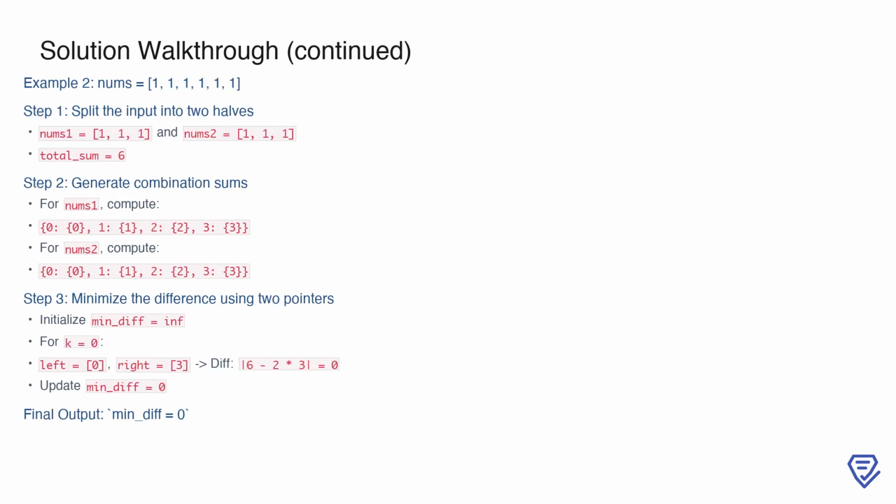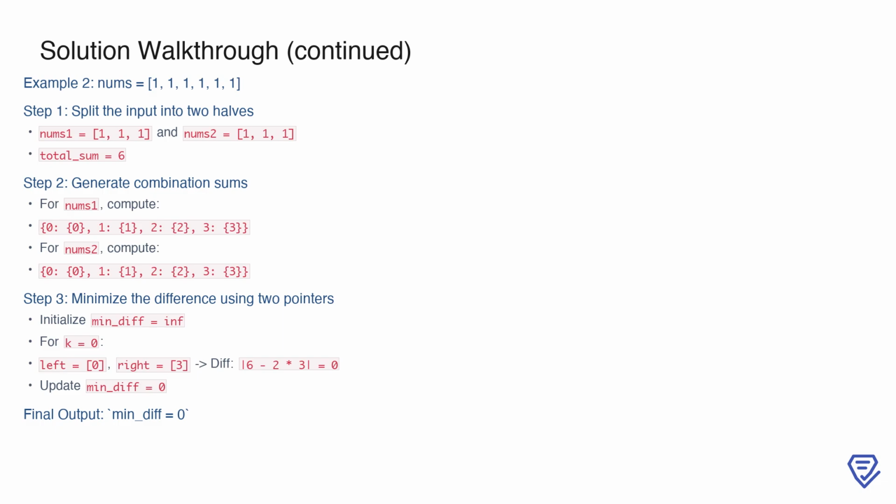In another example, let's consider nums as 1, 1, 1, 1, 1, 1. Splitting the array gives nums1 as 1, 1, 1, and nums2 as 1, 1, 1, with a total sum of 6. We then compute subset sums for each half. For nums1, subsets of size 0 yield 0, size 1 gives 1, size 2 gives 2, and size 3 gives 3. Similarly, nums2 results in the same subset sums.